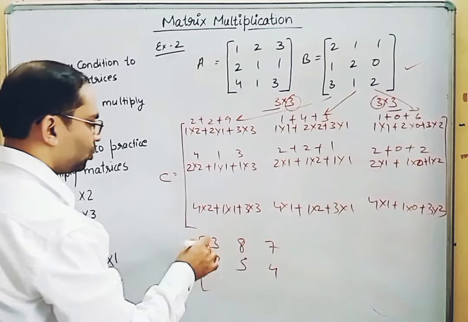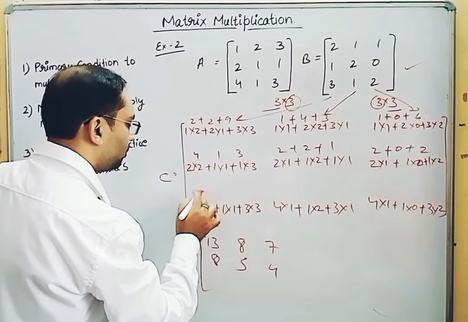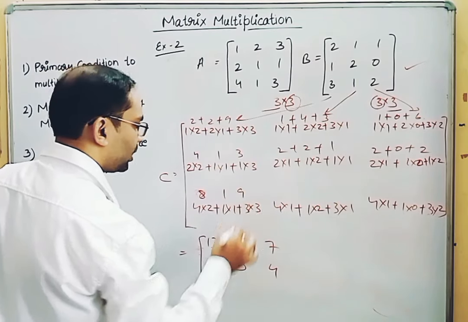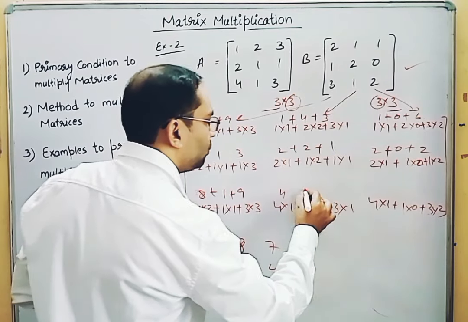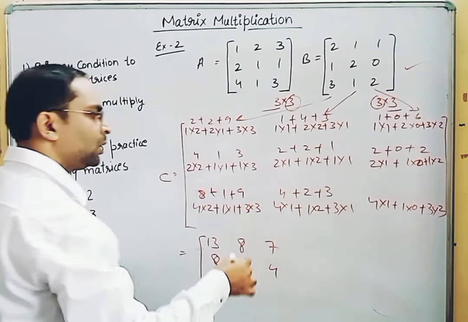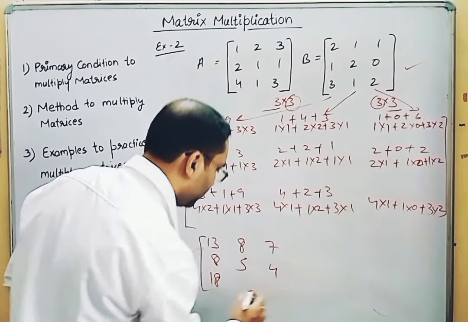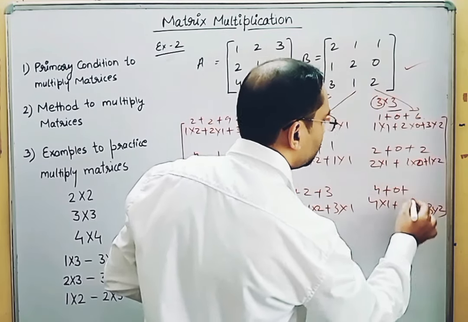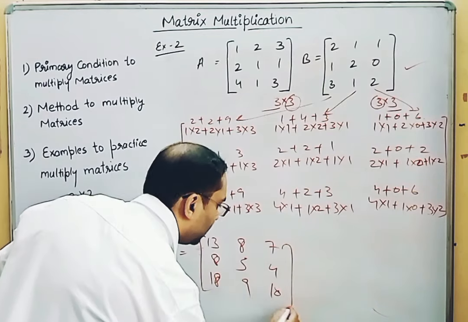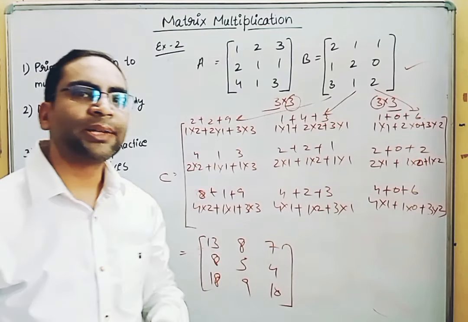So we'll write 4. Last row, 4 into 2, that is 8. 4 into 2 is 8. 1 into 1 is 1, 3 3s are 9. So we have 18. Then next is 4 into 1 is 4, 2 into 1 is 2, 3 into 1 is 3. So this is 4 into 4 plus 2 plus 3, that is 69. And the last one is 4 into 1 plus 1 into 0 is 0, 3 into 2, that is 6. 6 4s are 10. So you can see this is a 3 cross 3 matrix multiplication.